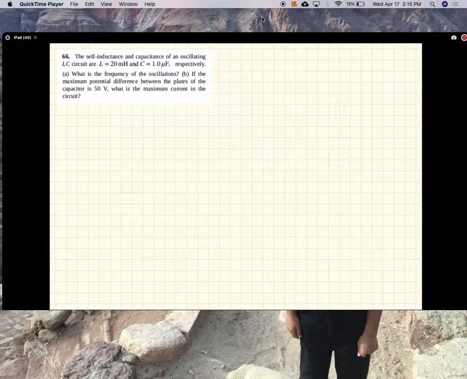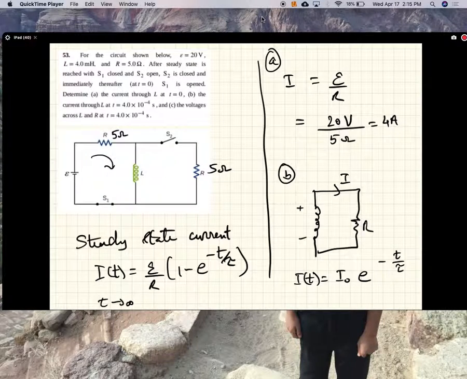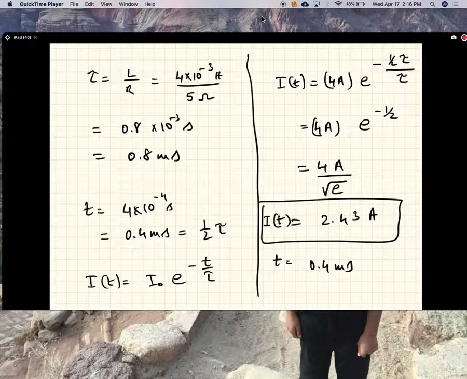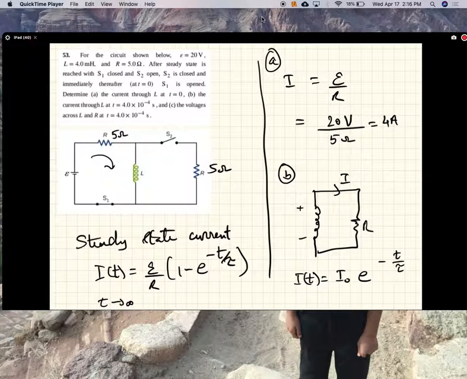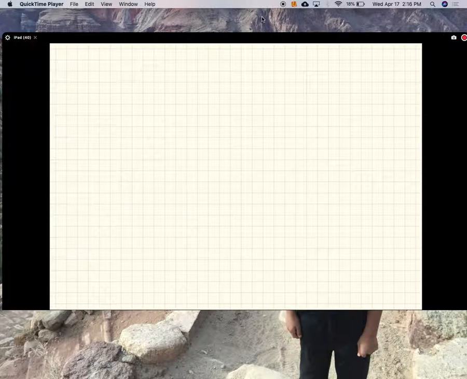All right, and then there's another part to it. The voltage across L and R at 0.4 milliseconds. Let me see, what part is this? Part C.